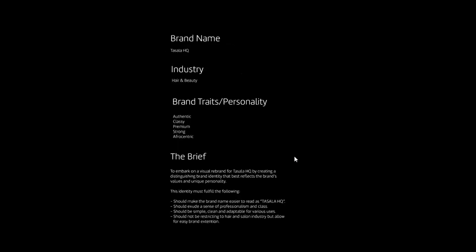You can also have a page. Remember, all this information is from your discovery, where you discover what the brand name is. All those things, what you ask, what's your brand name? Then you go into the industry, saying, what industry are you in? For this brand, they're in the hair and beauty industry. So we had that defined already. Then you say, what are the brand traits and personality? This brand wanted to be authentic, classy, wanted to look premium, wanted to be strong and Afrocentric.